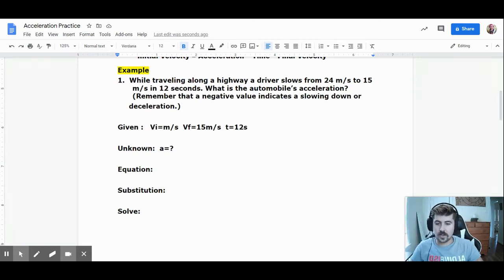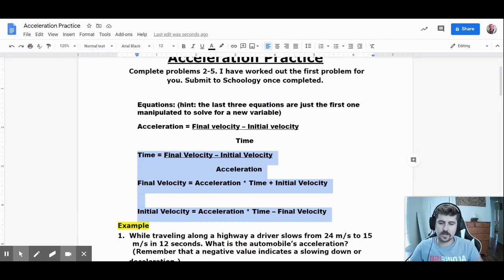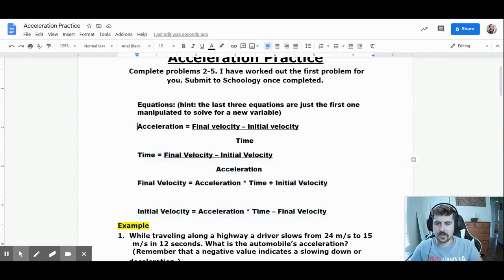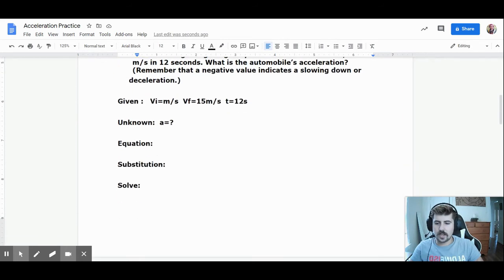The equation that we're going to use, we'll go up here and look. I gave you a hint, but these three equations below the first one are just manipulations of this same exact equation. So it's just different ways to find the different variables, just to help you guys out. This first one is the one that we're going to use because we're looking for acceleration. So we'll go ahead and plug that one in.